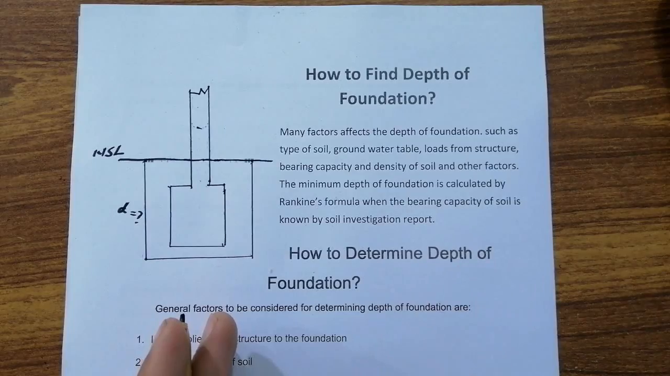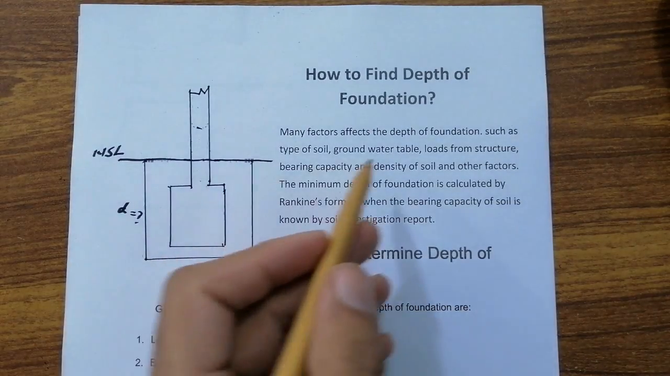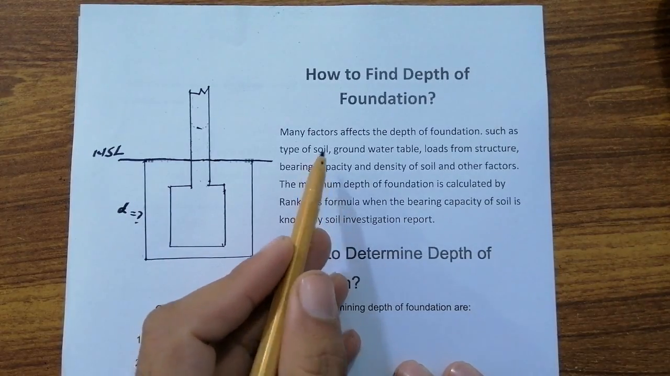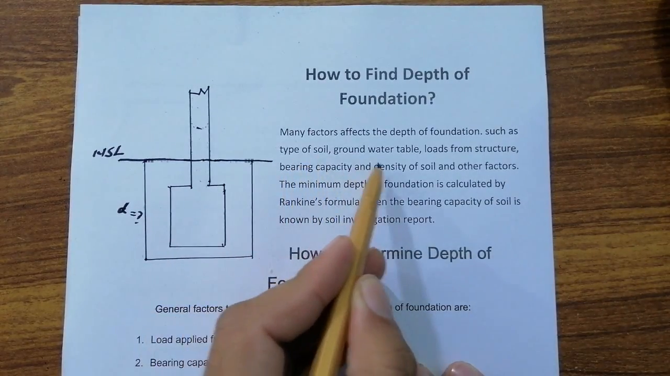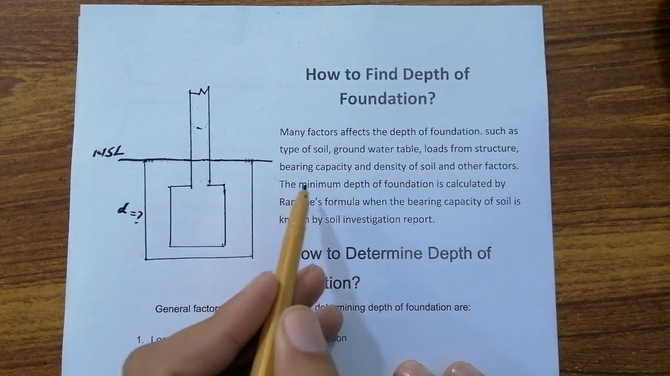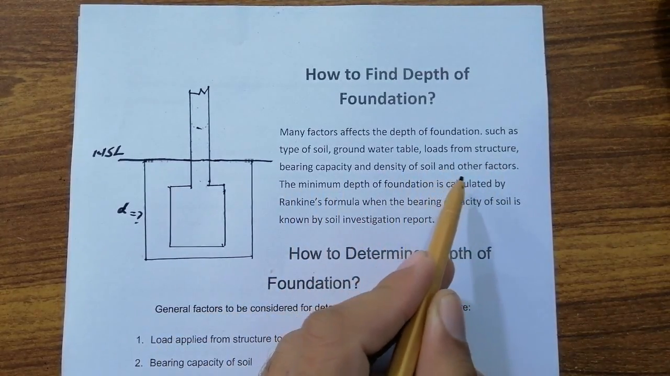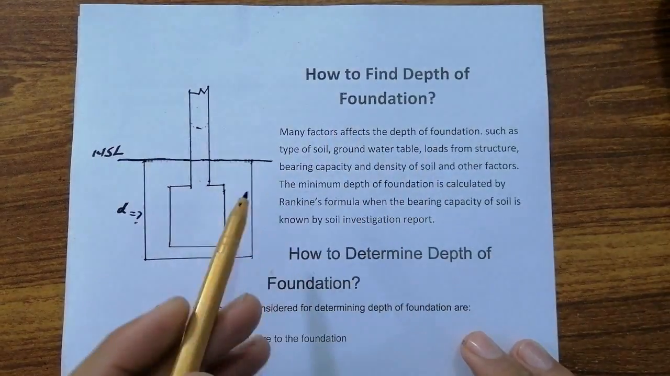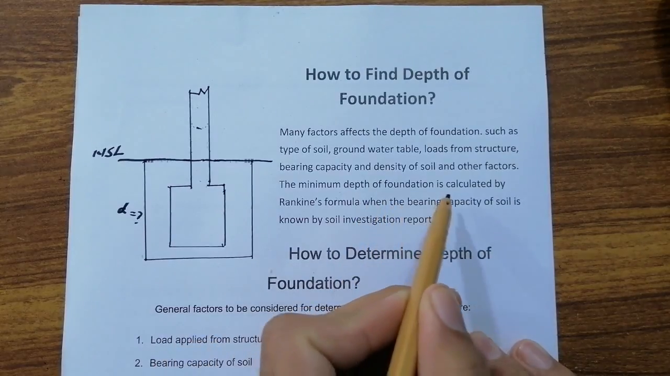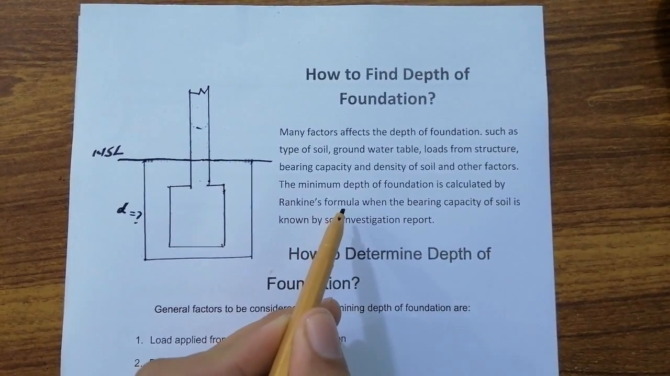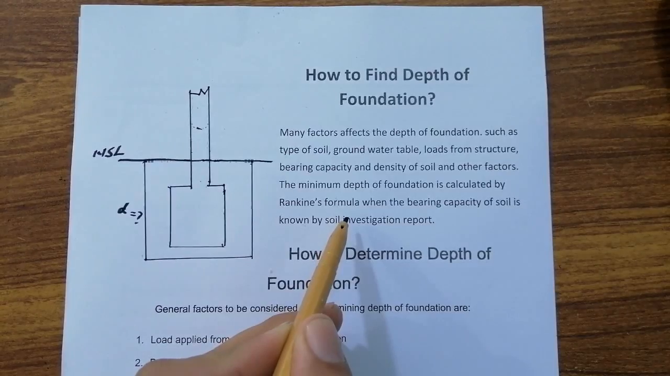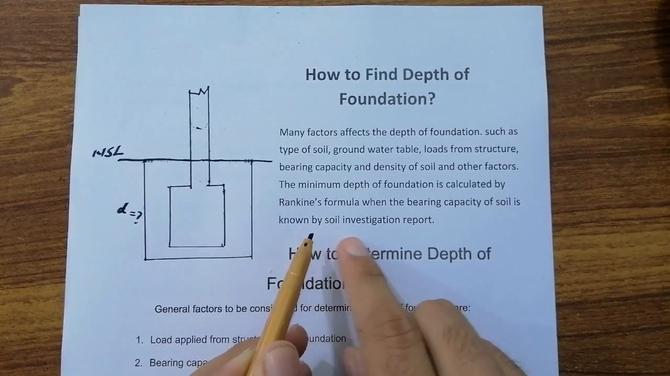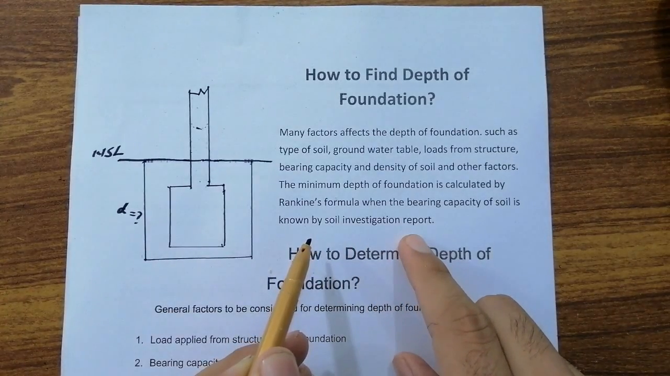Okay, so therefore we should find its soil report. Okay, from that report we can find depth of foundation. Okay, so we have different types of soil, groundwater table, loads from structure, bearing capacity and density of soil, and other factors. Okay, they affect the depth of foundation. Okay, the minimum depth of foundation is calculated by Rankine's formula. Okay, so guys, today I will discuss in this video Rankine's formula, when the bearing capacity of the soil is known by soil investigation report.